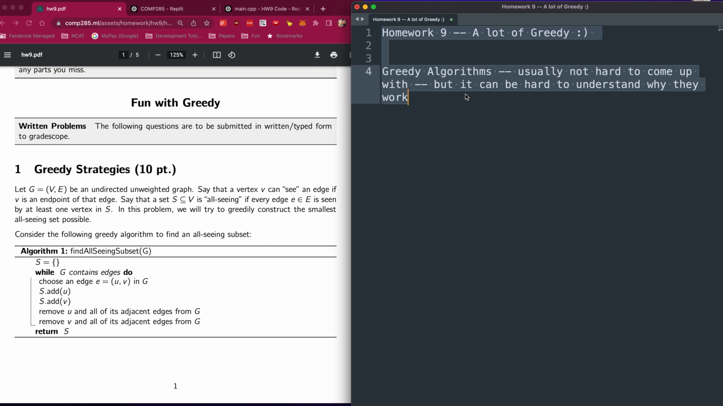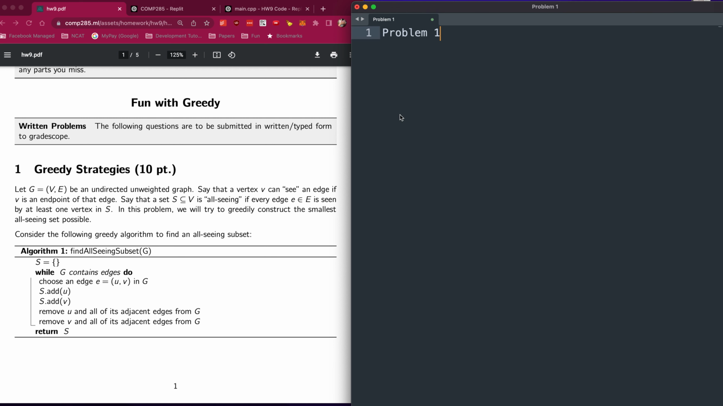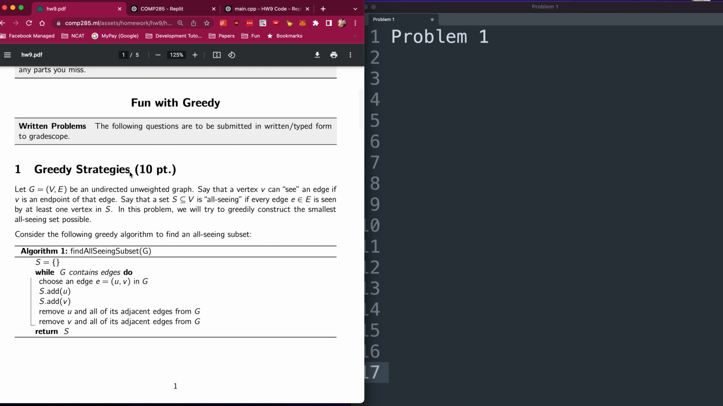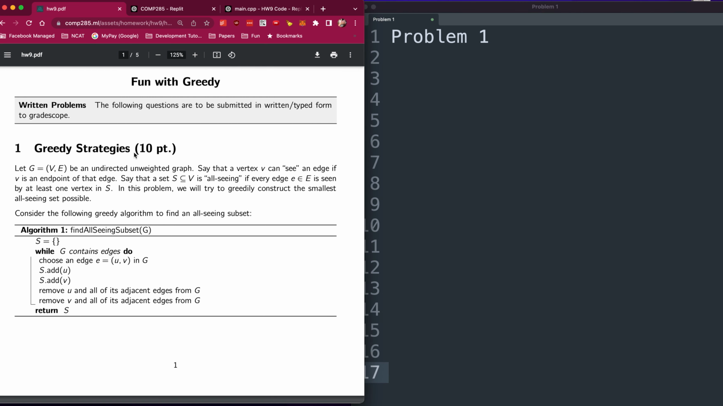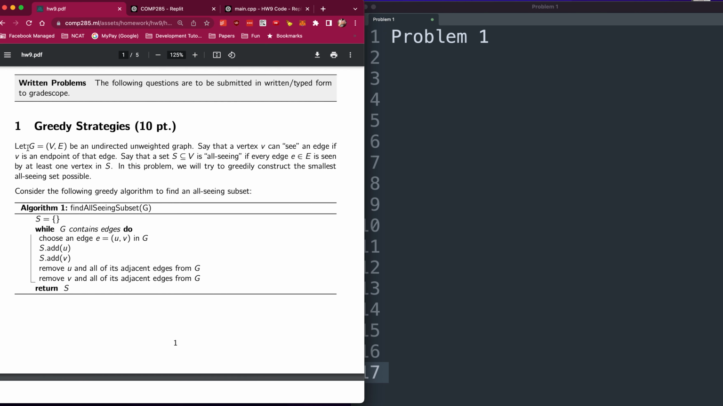Let's take a look at problem 1. So this is problem 1 here. Let's zoom in a little bit, make sure that everybody can see that. And we start with the problems talking about greedy strategies. So here we start with the problem statement.